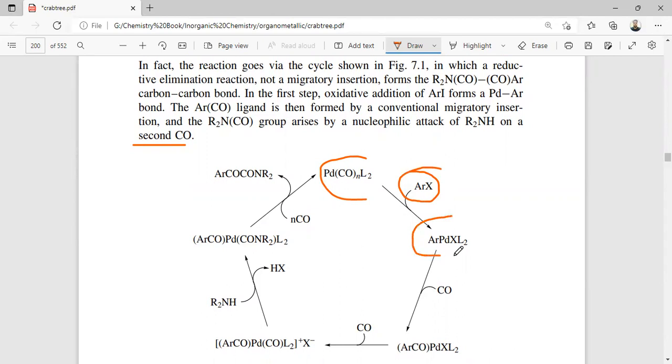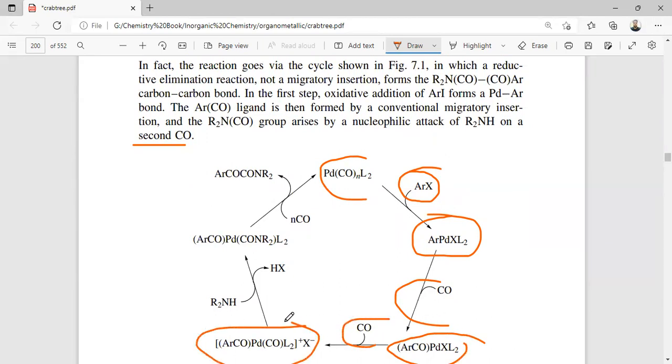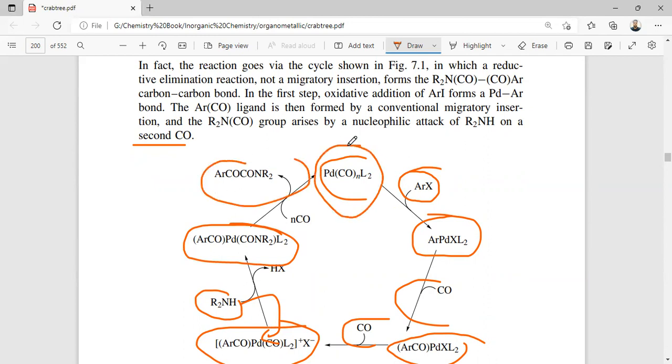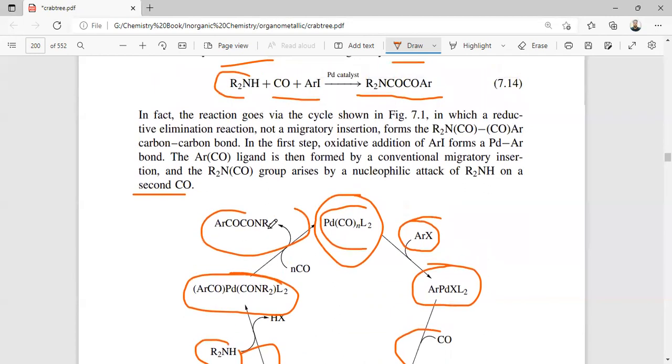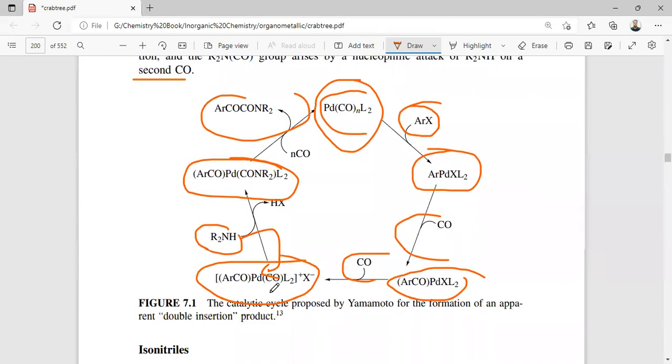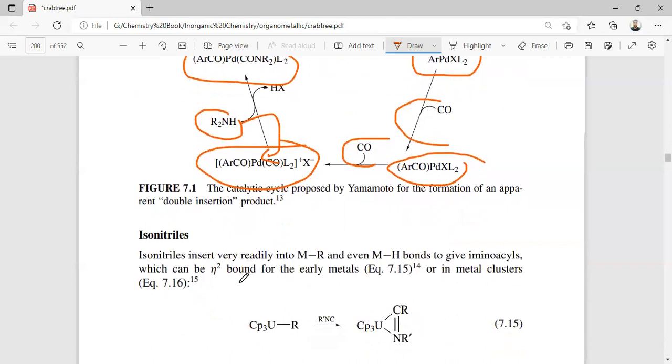So here is the mechanism, where first the ArX is oxidatively added to form this Ar-Pd-X, then the CO migratorily inserts to form this ArCO mode, then another CO attacks to form this intermediate, then the nucleophilic attack of the R2NH on this CO moiety, then the double insertion product is eliminated to form this active state. So this is a classical example of the double insertion product.